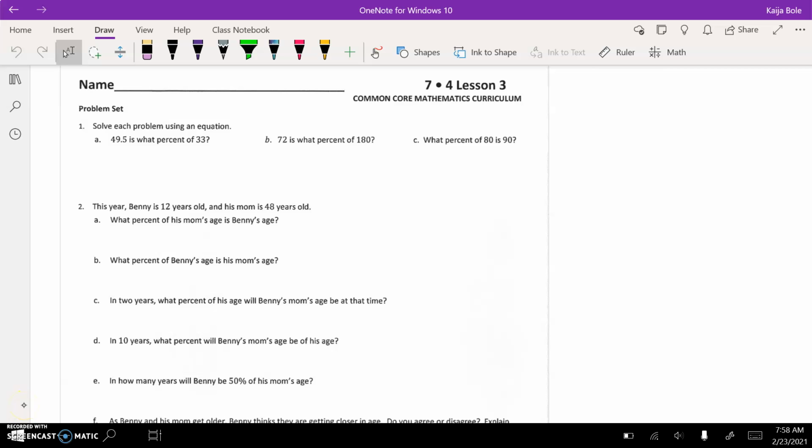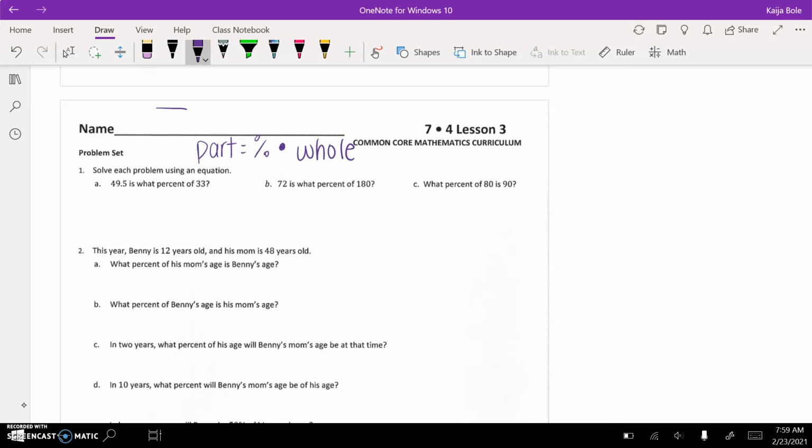Okay, here we are on the 4.3 classwork. Goal for today is to do numbers 1 through 6. Something you might want to write at the top to help you remember is what we talked about in the video, which is that the part equals percent times the whole. Now, could you also continue doing the proportion, the part over the whole equals percent over 100? Absolutely. It just takes a little longer.